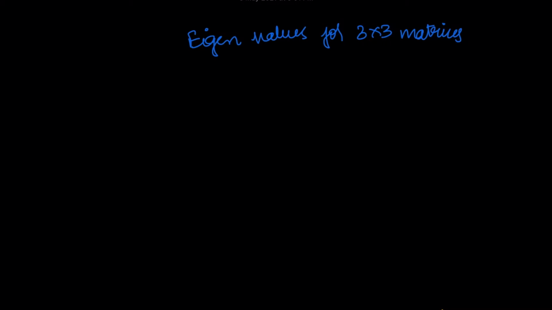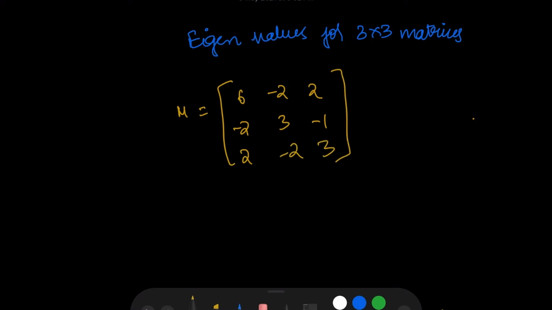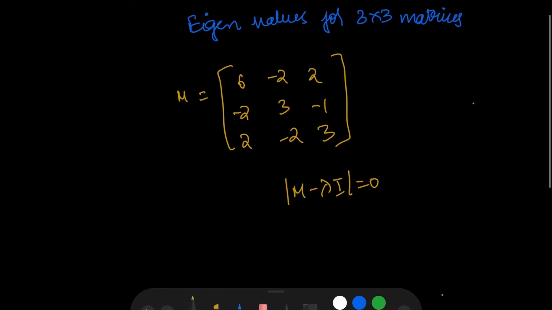So the properties for eigenvalues are similar. So let us take a matrix M, which is equal to 6, minus 2, 2, minus 2, 3, minus 1, 2, minus 2, and 3. So this is the matrix M, and if you want to find the characteristic equation, we have to find the determinant of M minus lambda into I and equate this determinant to 0. Then we'll get the characteristic equation, right? So let us do that.